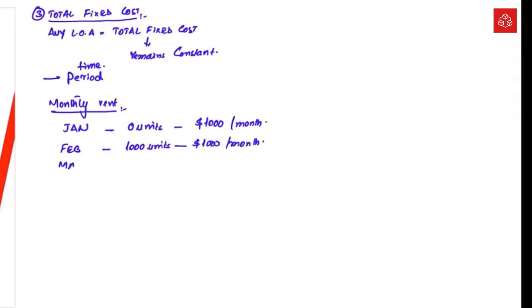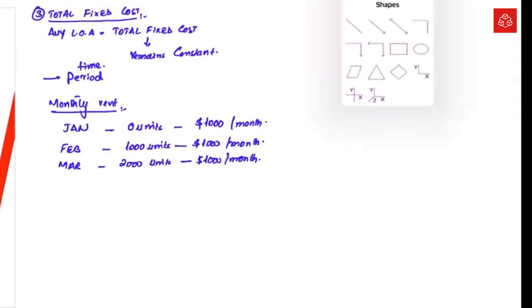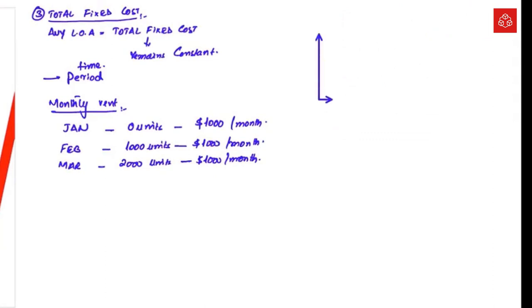In March, I further decided to increase the level of activity to 2,000 units. Still, I have to pay the same rent, $1,000 per month. Why? Because the rent cost is not dependent upon the level of activity. The rent cost is dependent upon the time period. So how does the graph of total fixed cost basically look?